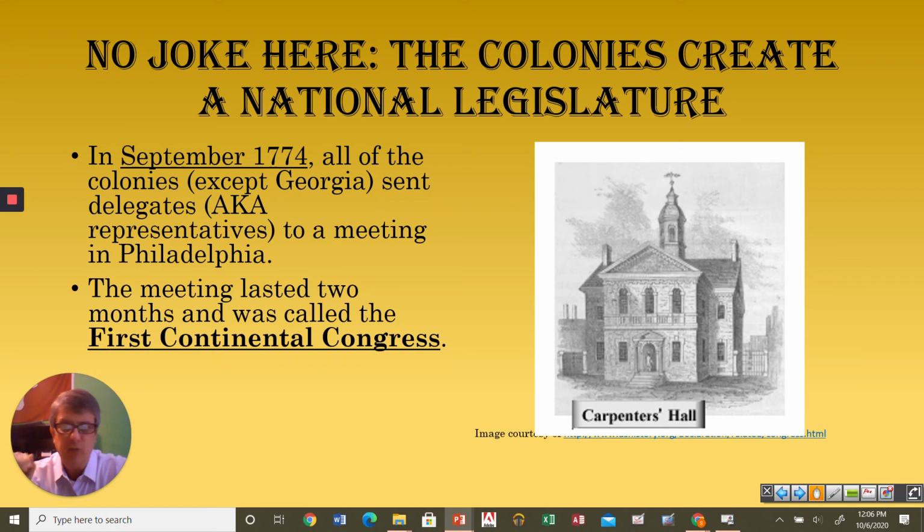The Intolerable Acts were meant to scare the colonists, but they had the opposite effect. They drew them together. All right? They gave them a little bit more courage to stand up for themselves, because they realized, well, if the Crown and Parliament would do that to Massachusetts, then they'll do it to us sooner or later. So the colonies get together at the First Continental Congress, and this is the first time that there looks to be something like a legislature.